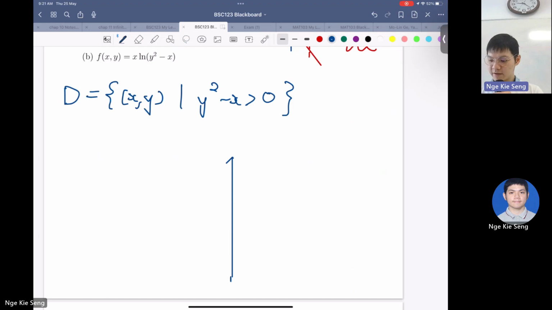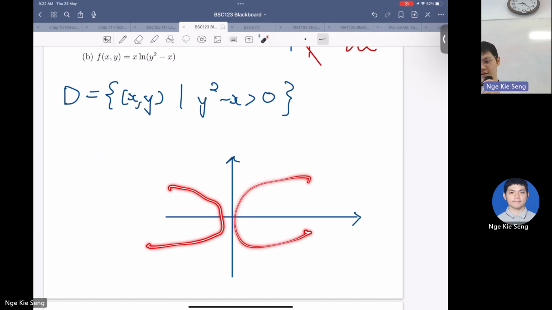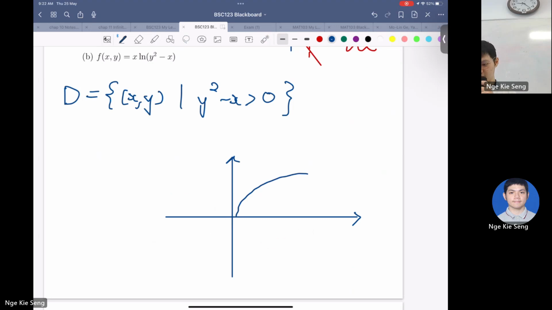How does it look like? Okay, so you need to plot what is y squared minus x equals 0 first. So what's that hyperbola? Like this, like this, like this, or like this. Up, down, or left, right? Left, right, okay. Left or right? Left meaning like this, left. Right. Okay, it is right.